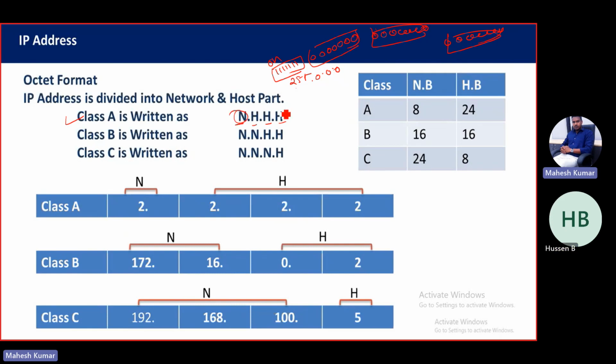So in class A, N means network, representing 8 bits. These 8 bits are used as the network bits. The remaining 24 bits, 8 plus 8 plus 8, are used for hosts. So 2 to the power 24, if you count, this many machines you can connect using a single class A IP, which comes to millions. I will show you in the upcoming slide.